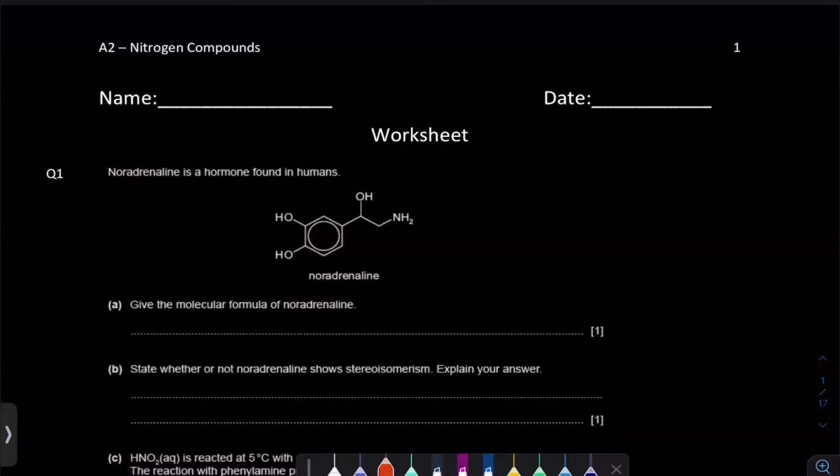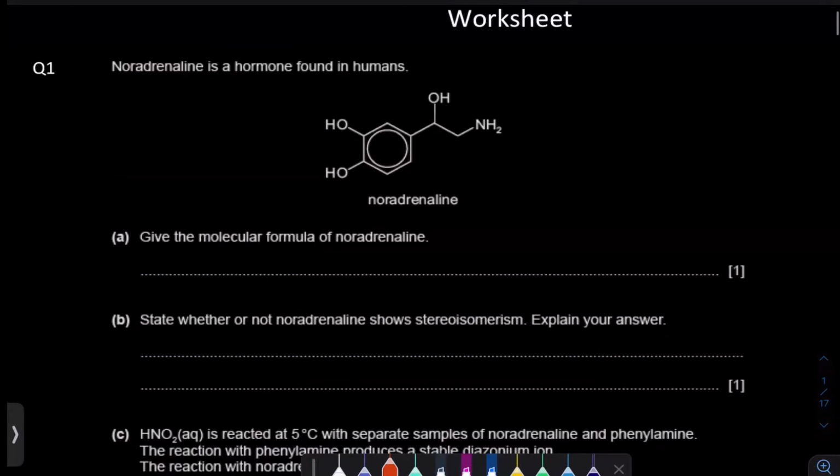All right, so let's get started with this worksheet. Nitrogen compounds के ऊपर है. Give the molecular formula of noradrenaline. Okay, molecular formula simply means you add everything up. So how many carbons, how many hydrogens, सब कुछ आप add कर दोगे.